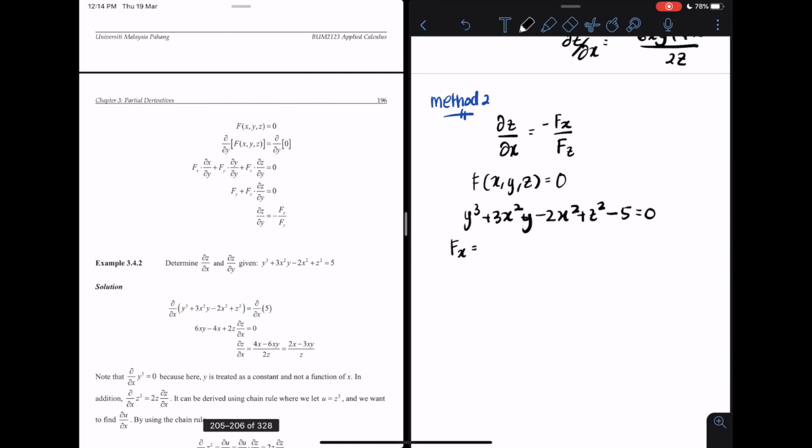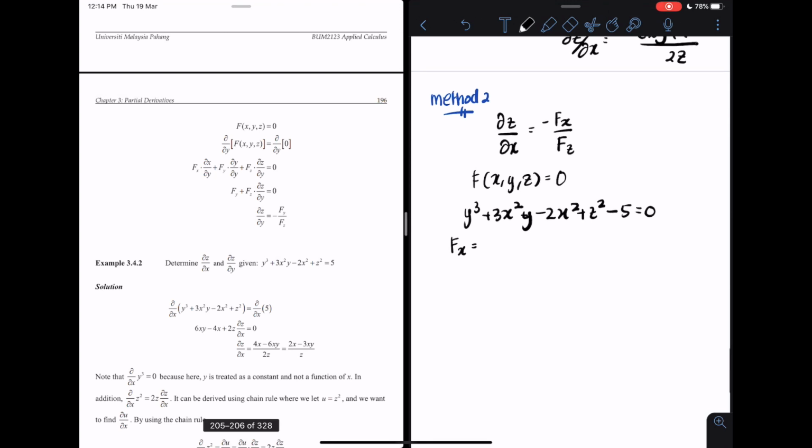Therefore, what should I do? For this one, I will treat y and z as a constant. Therefore, I will get fx equal to 6xy minus 4x, and fy equal to 3y squared plus 3x squared.